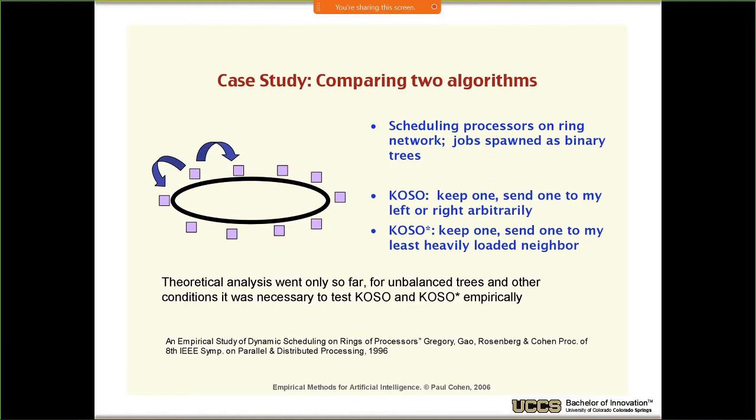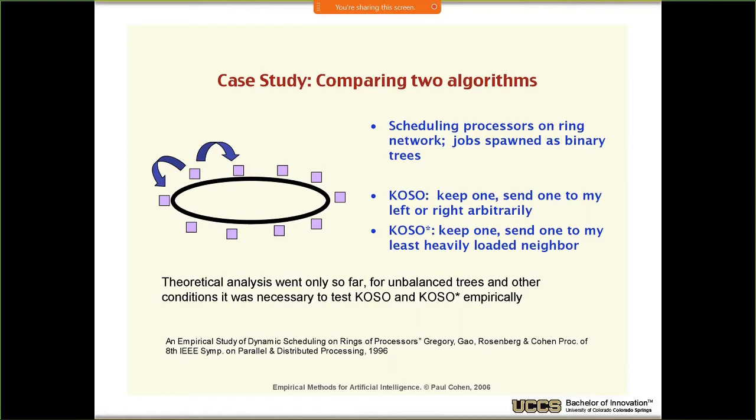I want to schedule processors on a ring network. And jobs are spawned as binary trees. So I have a task, I can spawn off 2 new tasks, and each of those can spawn off 2 new tasks, and so on. So this is a classical problem for distributed processing. I have a bunch of processors, in this case they're on a ring. They all talk to the processors next to them. And I want to answer a simple question.